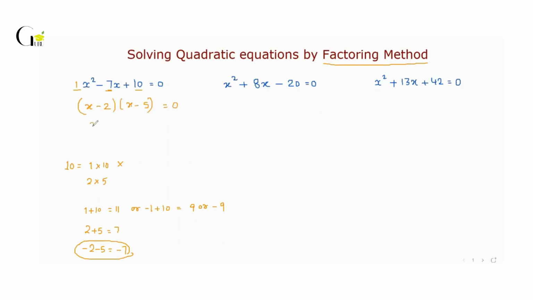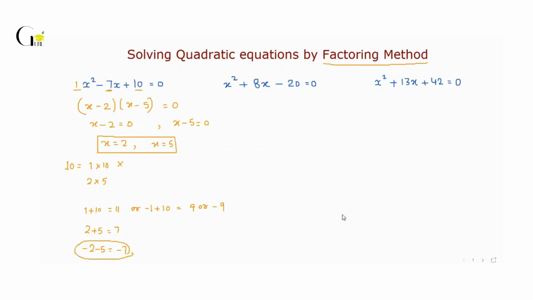Now to simplify, equate both factors equal to 0. x minus 2 equals 0 and x minus 5 equals 0. From where you get x equals 2 and x equals 5. So these are the two solutions of this quadratic equation. Let's try with more examples.